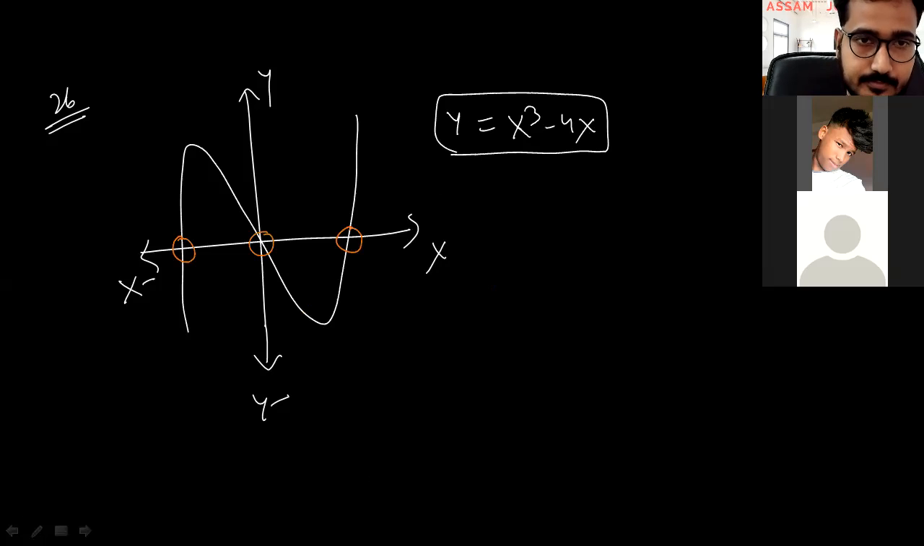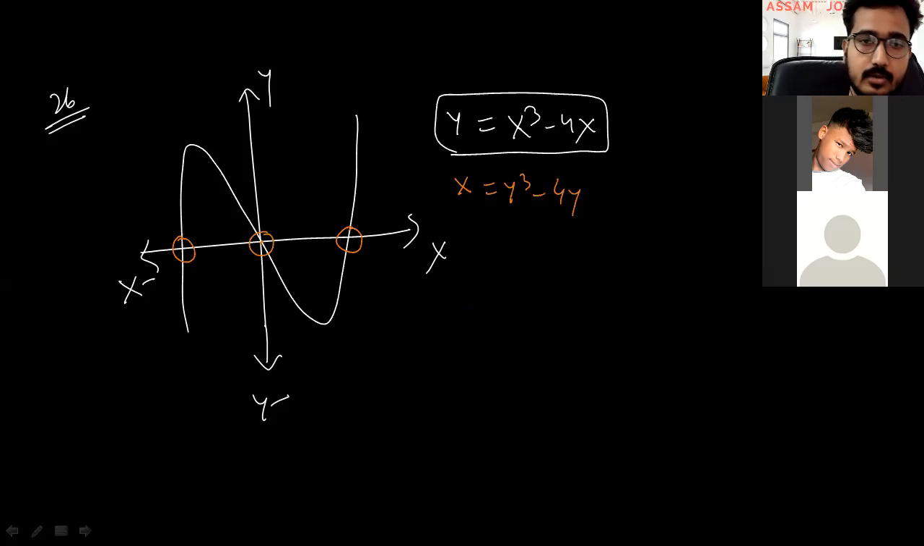Now if I change the question, how many solutions does it have now? 1. Yes, very good. Why? Because it cuts the y-axis at only one position. See, this is the intersection point of x and y, so this point is common. Yes or no? This point is present on both the x-axis and y-axis.